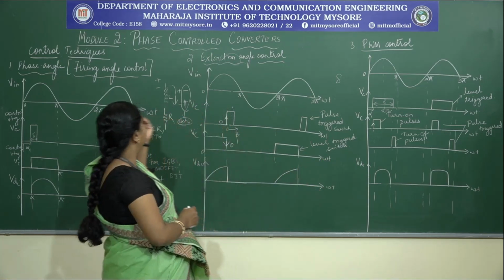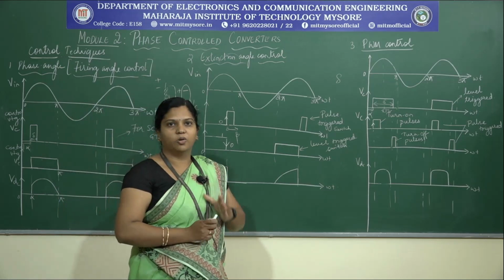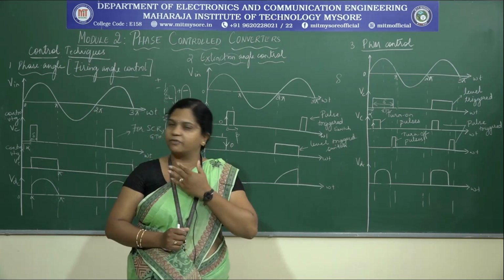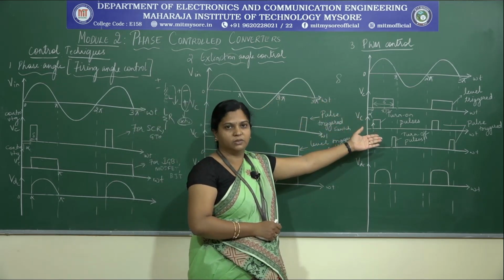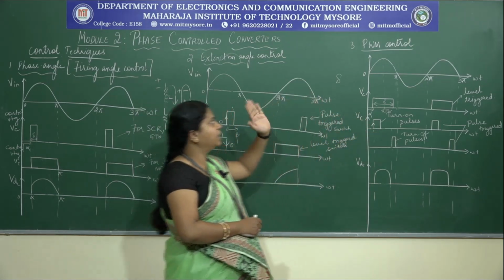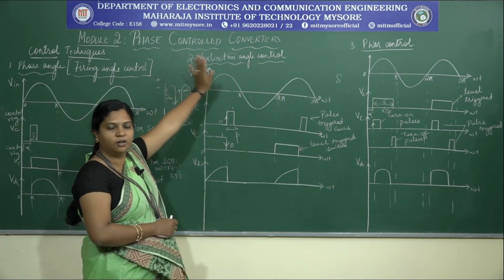So in the three different cases, we saw how we control the output voltage depending on either the firing angle, the extinction angle, or the pulse width of the pulse. These are the three main control strategies which we follow for phase control converters.